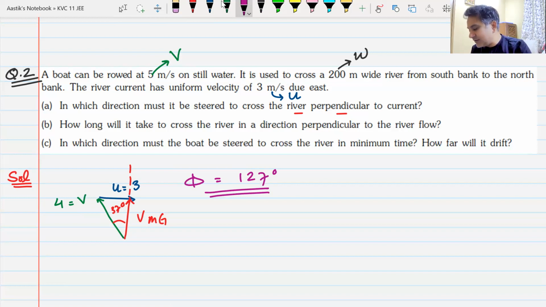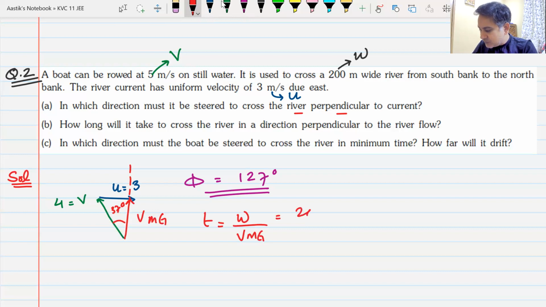How long will it take to cross the river in a direction perpendicular? So he is moving such that he moves from A to B. So he's crossing it in the shortest distance. So how much time will it take in that case? Time in that case is equal to the width of the river divided by VMG, and that is 200 divided by what is the velocity of man with respect to ground? It will be under root of, this is not 4, I think this is 5, under root of 5 square minus 3 square. So this is 4. Yes or no? So it will take 50 seconds to cross the river.